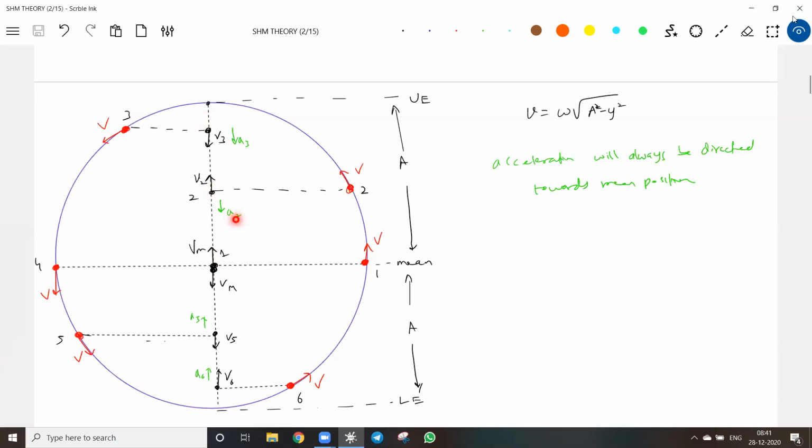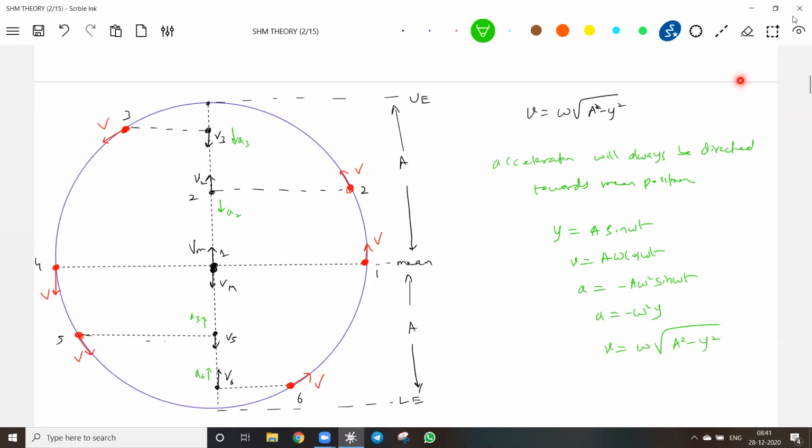Is this okay now? Even acceleration is also varying with time. So what are the equations here? y equal to A sin omega t. Speed is equal to A omega cos omega t. Acceleration is equal to A omega square sin omega t with a negative sign. So once again, I'm writing these basic equations which we have come across. Look at all these quantities, they vary harmonically with time.